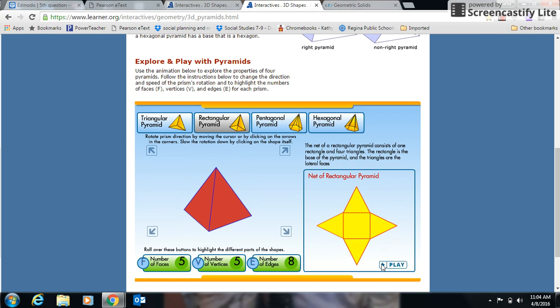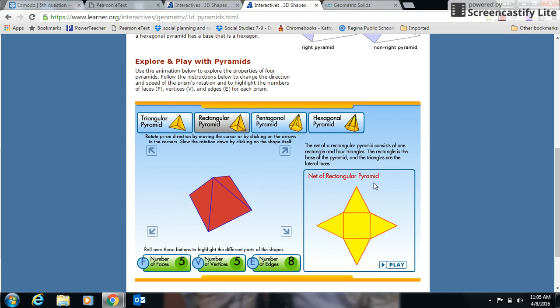Let's look at the net when it's unfolded. Okay, I can see that this net is made up of 5 shapes. 1, 2, 3, 4. There's 4 triangles and 1 square. Do I see any 2 congruent shapes that make up the net? No. And remember, we need 2 congruent shapes to form our bases of a prism. So if you only have one shape by itself surrounded by all these different triangles, then it's a pyramid.